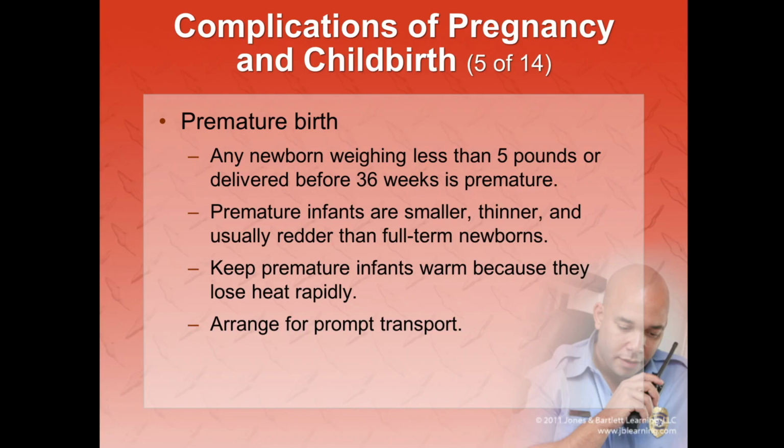This infant is going to be a lot smaller, a lot thinner, and usually redder in skin than the full-term newborn. If you were to deliver one of them, we're going to want to make sure we keep the premature infant especially warm, because they lose heat a lot more rapidly as they have much smaller bodies and thinner skin. We're going to want to arrange for prompt transport as well.